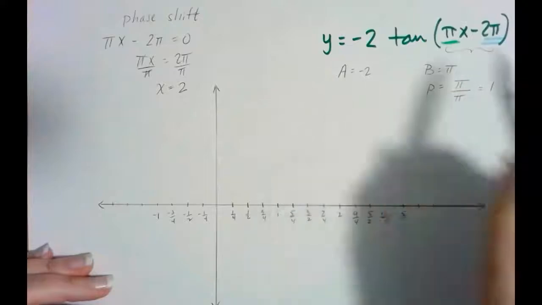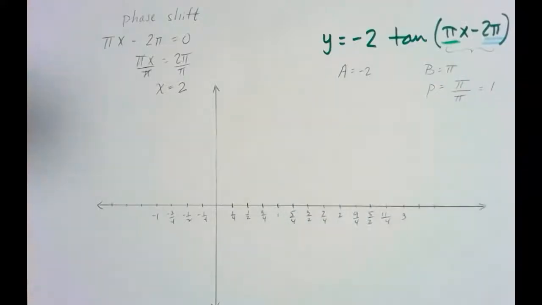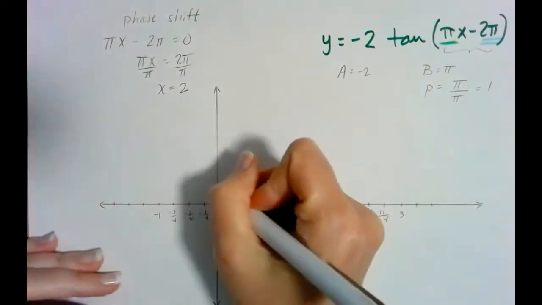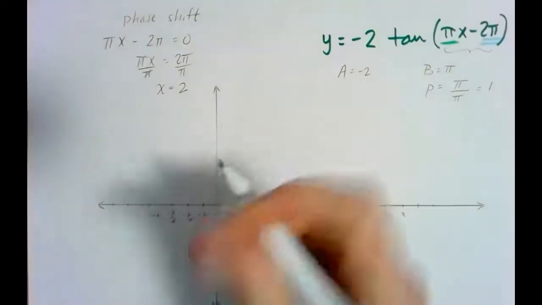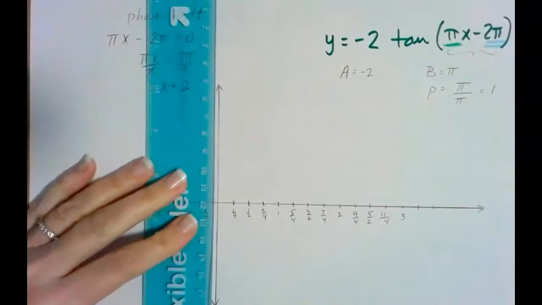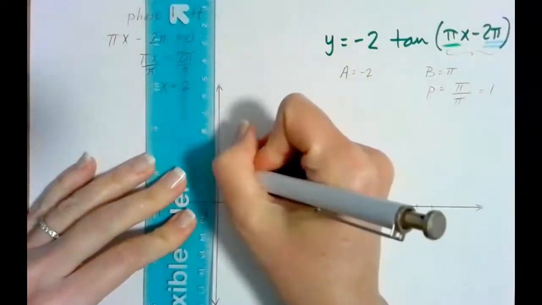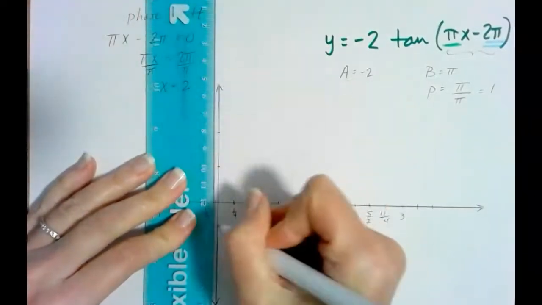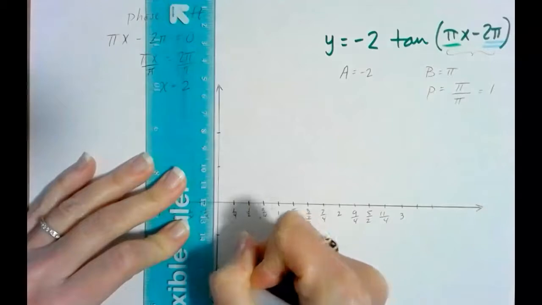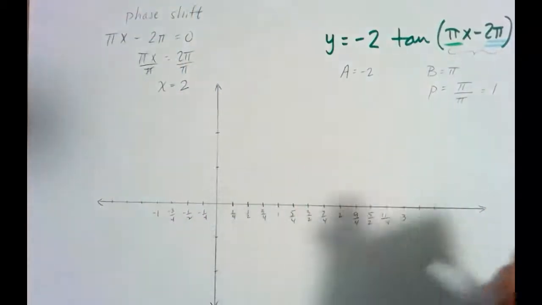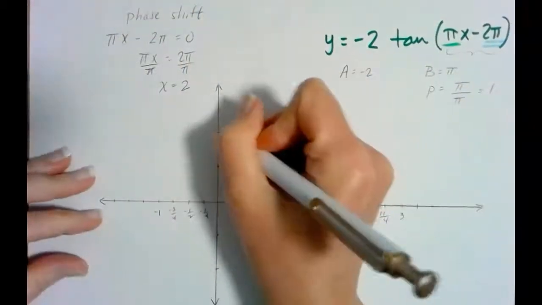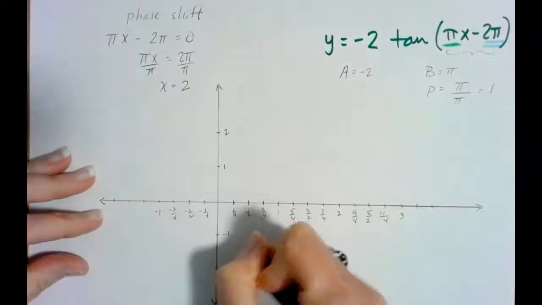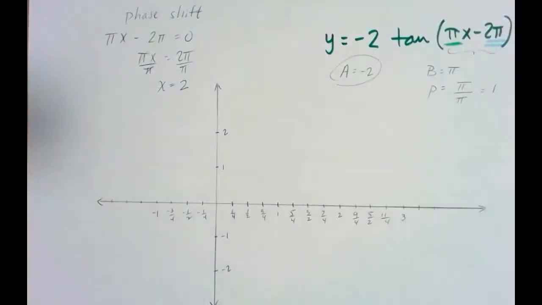Now there is no D value. Since there's no D value, we don't have to worry about any vertical shift. So I'm going to use my handy dandy ruler so I have some nice graduated marks on my y-axis, and I'm just going up 2 and down 2, up 2, down 2, because that A value is -2.